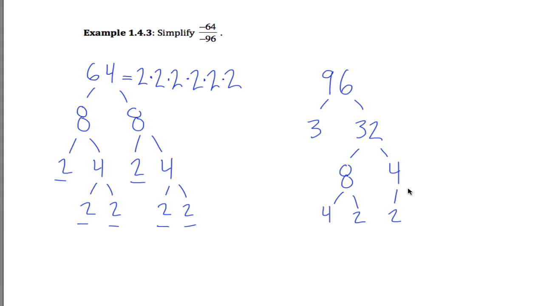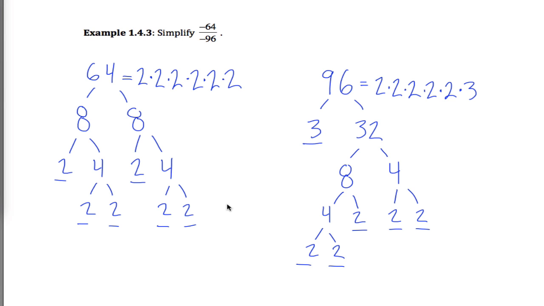This 4 is 2 times 2, just like this 4 is 2 times 2. So down at the bottom of our tree, we get 2 times 2 times 2 times 2 times 2 times 3. That is, we get 5 of these 2's, 2 to the 5th power. And 1, 3.